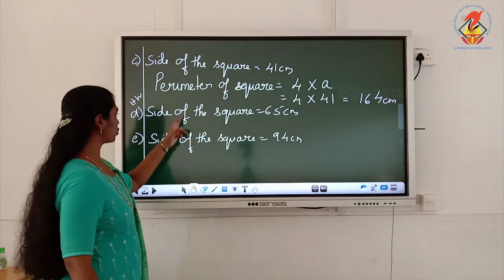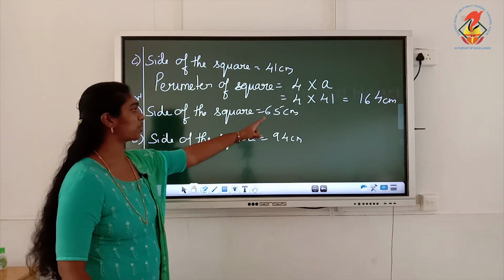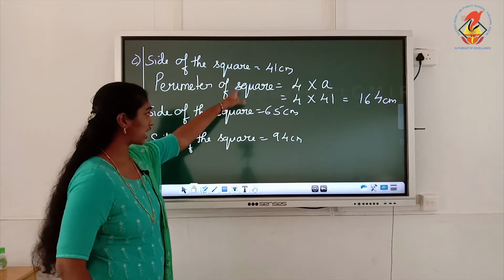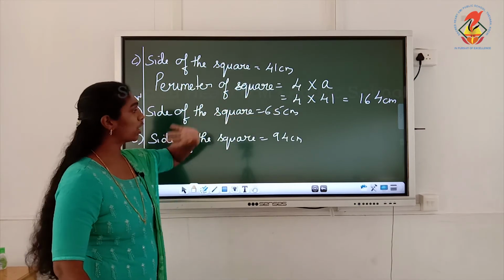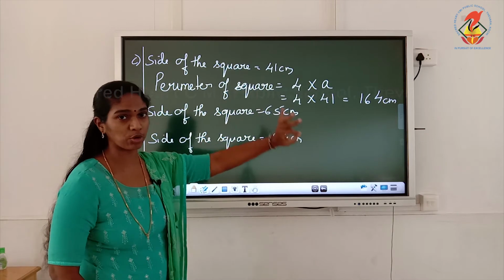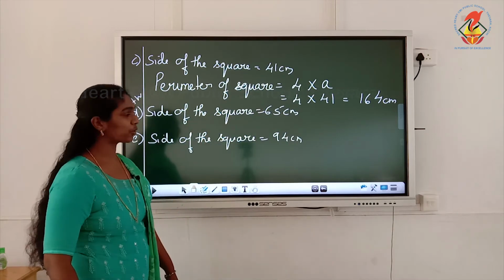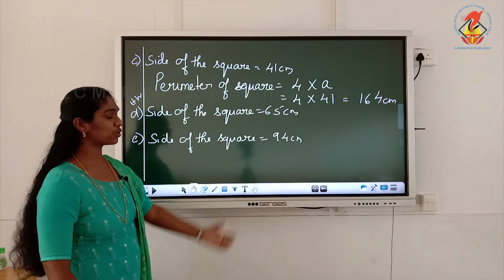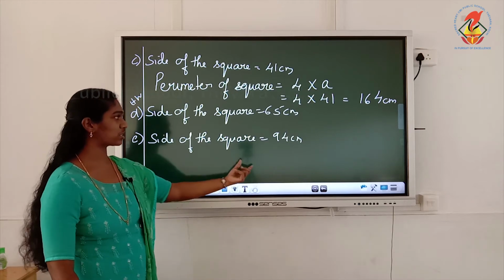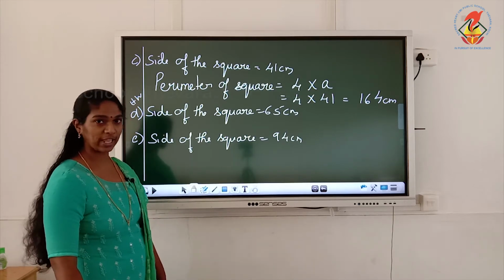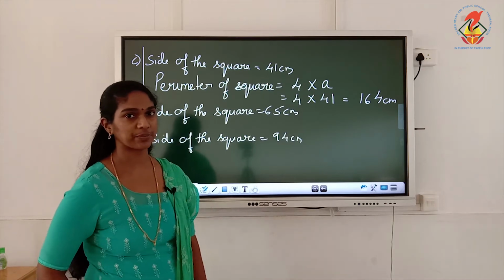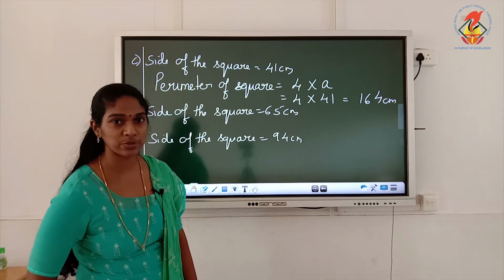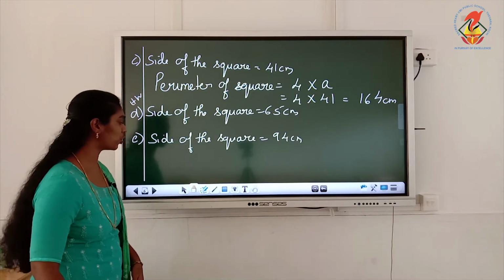Understood? So you have two questions for homework here. Side of the square is given 65 centimeter. Write the formula, apply the value and multiply and write the answer. What unit is given in the question? Same unit you have to give it in the answer. Okay. Again, side of the square is equal to 94 centimeter. So write perimeter of the square equal to 4 into A, that is equal to 4 into 94. Multiply and get the answer. So understood how to find perimeter of a square? So do these two questions for homework.